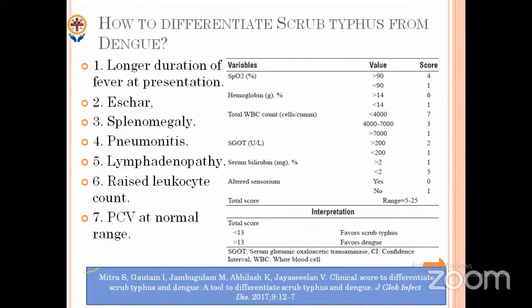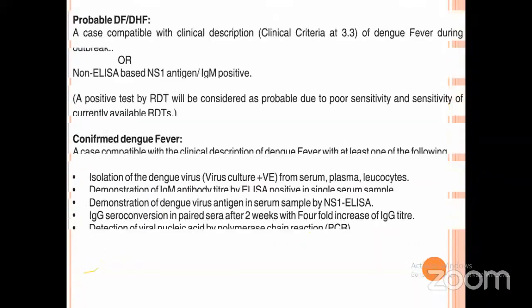So it's very important to differentiate dengue from scrub typhus because the entire treatment is different. Scrub typhus is easily treatable with doxycycline and azithromycin, and they recover dramatically. Dengue has only supportive management. So don't miss scrub typhus when you suspect dengue, and there can be co-infections as well, so keep an eye open for them.